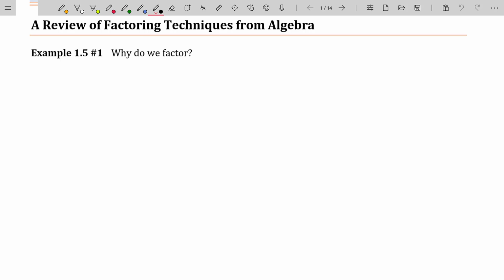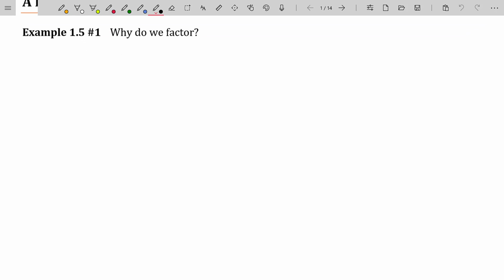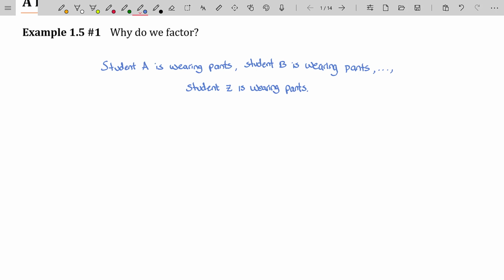Why do we factor? Well, the reality is we factor very commonly outside of mathematics. In fact, we factor in language all the time. With a sentence like this, student A is wearing pants, student B is wearing pants, and so on and so forth down the line until we get to student Z, and student Z is also wearing pants, we would never say it that way.